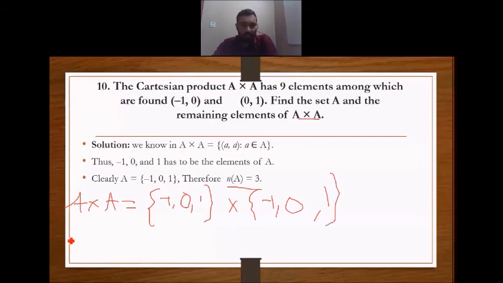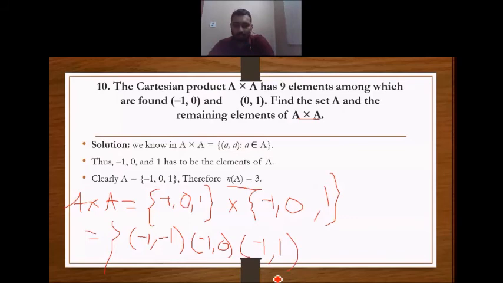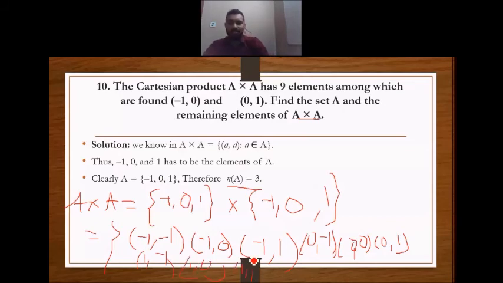So we write the ordered pairs. The first element belongs to the first set, and the second element belongs to the second set. So (-1, -1), then (-1, 0), then (-1, 1). Next, which elements are possible? (0, -1), then (0, 0), then (0, 1). Next, which elements are possible? (1, -1), (1, 0) and (1, 1). So these are the elements possible.